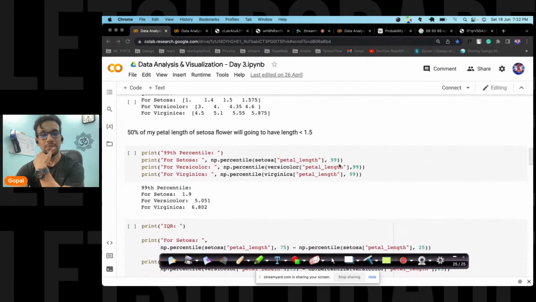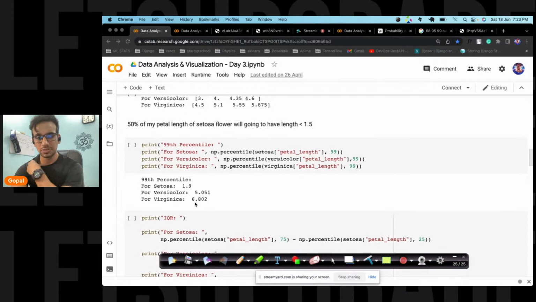I'm also calculating the 99th percentile here. For Setosa, we have 1.9. For versicolor, we have 5.051. And for Virginica, we have 6.802. So 99% of my data for Setosa in terms of petal length will be less than this much, and this much, and this much.